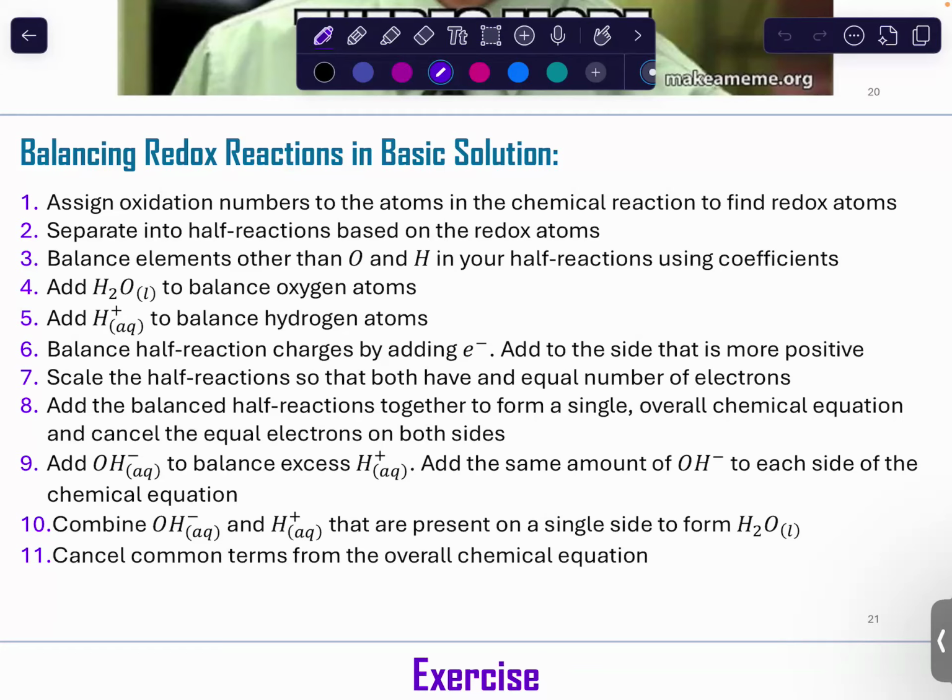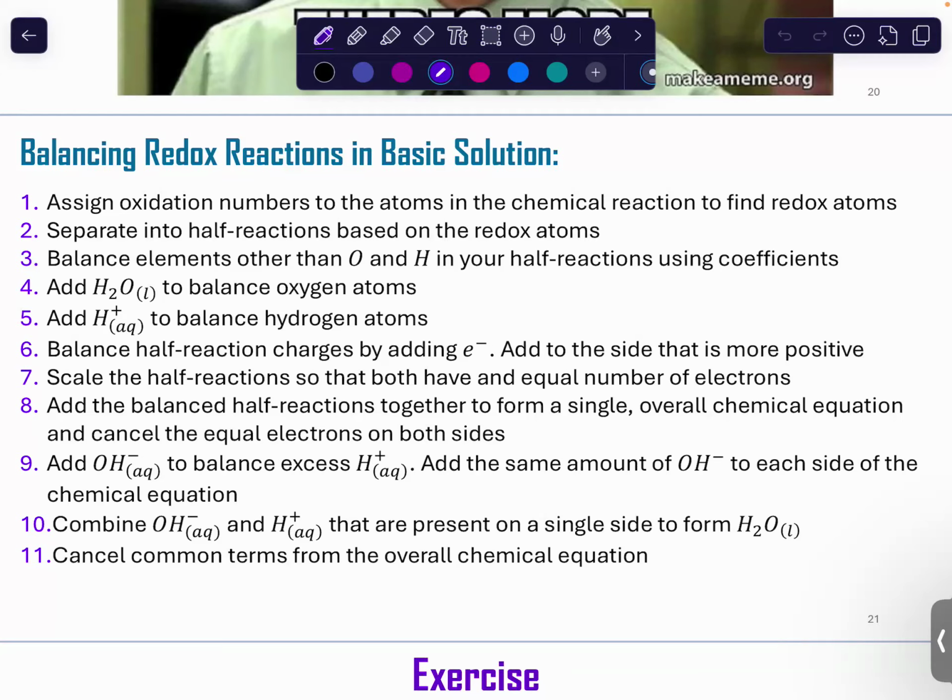There are going to be two more steps added to it, because in a basic solution you can't end with protons in the solution. Your protons are going to be neutralized by hydroxide. So if you get to the end of this and you have protons in solution, you redo it, because protons mean an acidic solution. We're just going to work on those last two steps, which you see here.